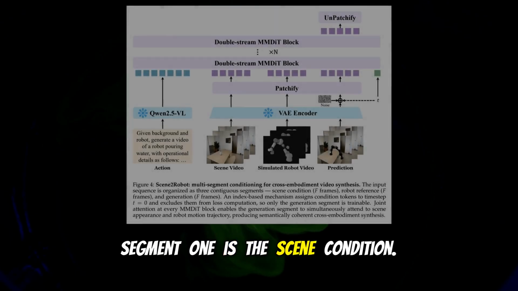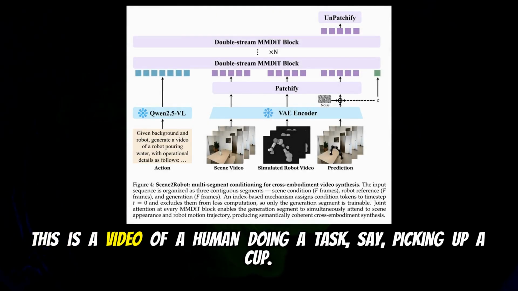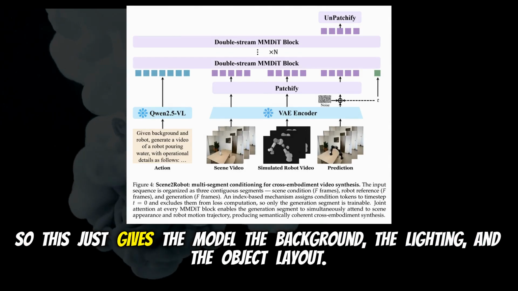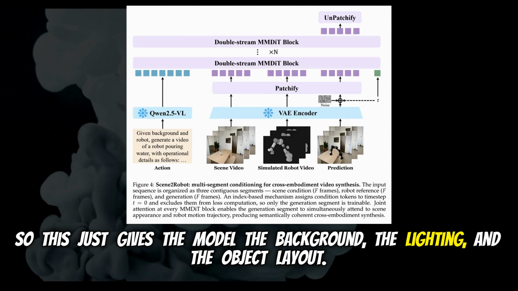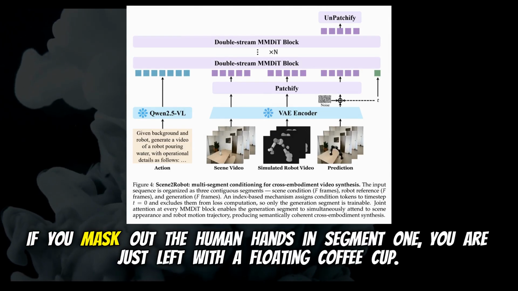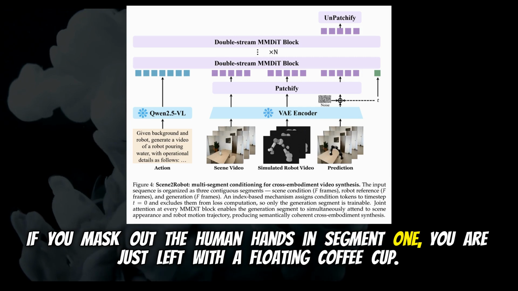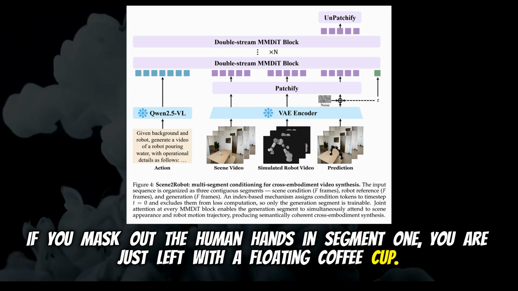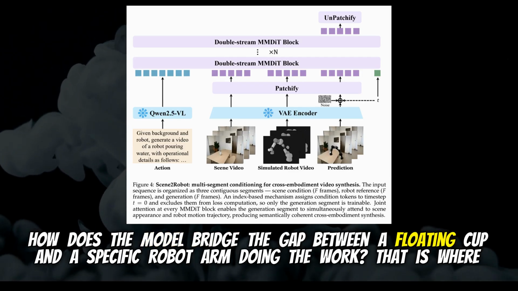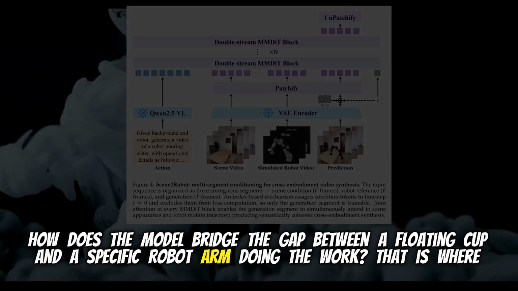Segment 1 is the scene condition. This is a video of a human doing a task, say, picking up a cup, but they use an automated pipeline to mask out the human hands entirely. So this just gives the model the background, the lighting, and the object layout. But I'm trying to visualize this. If you mask out the human hands in segment 1, you are just left with a floating coffee cup. Exactly, it just floats up. How does the model bridge the gap between a floating cup and a specific robot arm doing the work?